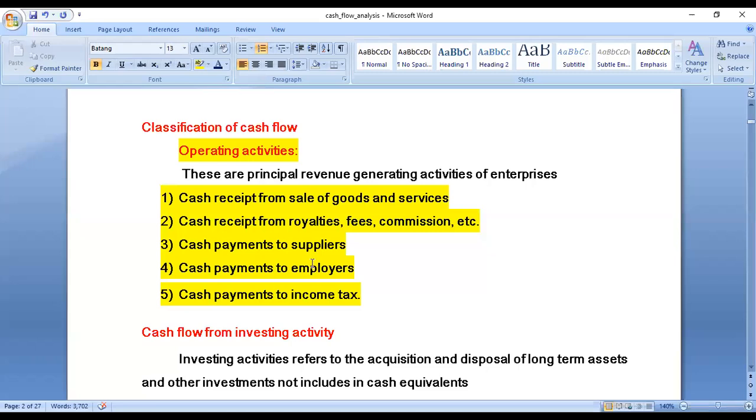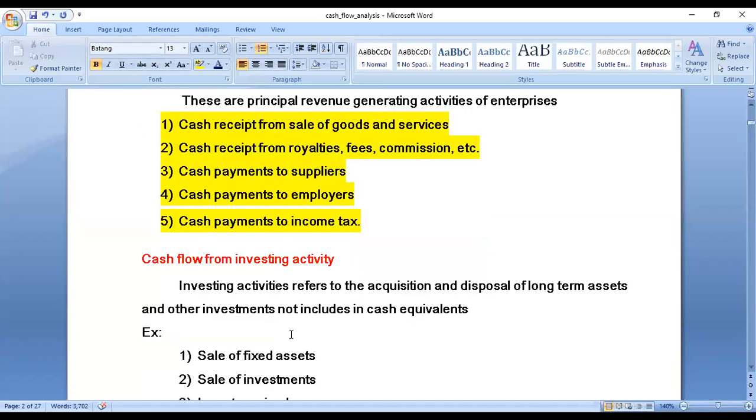Operating activities are also called major activities, which are mainly operated for generating cash or payment of cash. They are the important major activities, payment of cash or generating of cash.